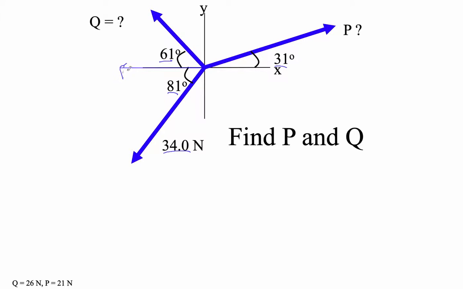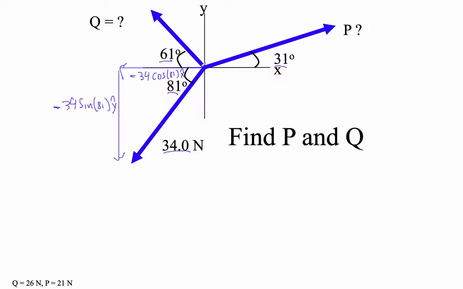has a component like that. This is 34 sine 81, and that's negative and in the y direction. And this is 34 cos 81. And this is negative and in the x direction, right?